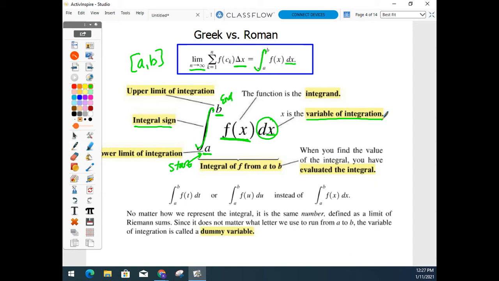Okay. Now, this is really important here. Whatever variable is being used, it doesn't matter. As long as these two match, you can use any variable you want. It's just really a dummy variable. So don't let that throw you off.